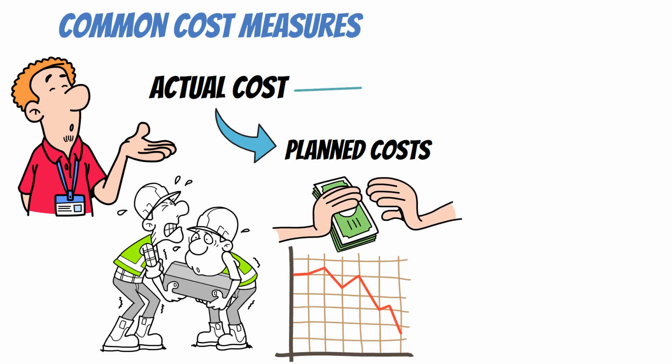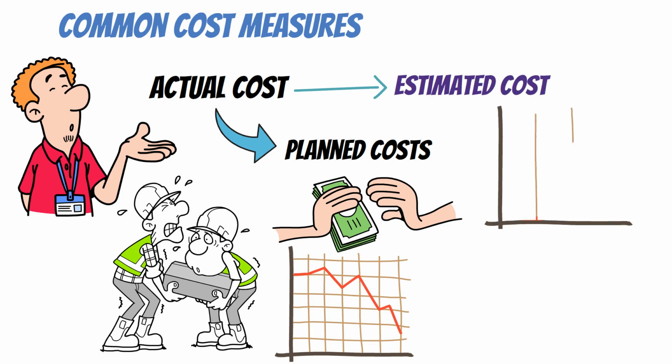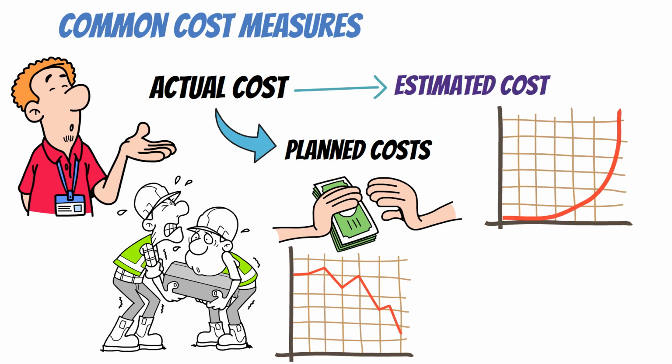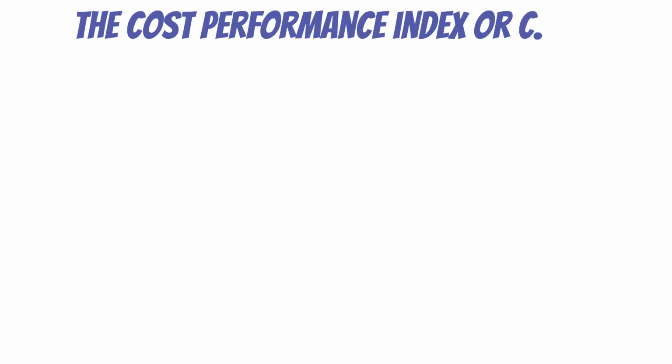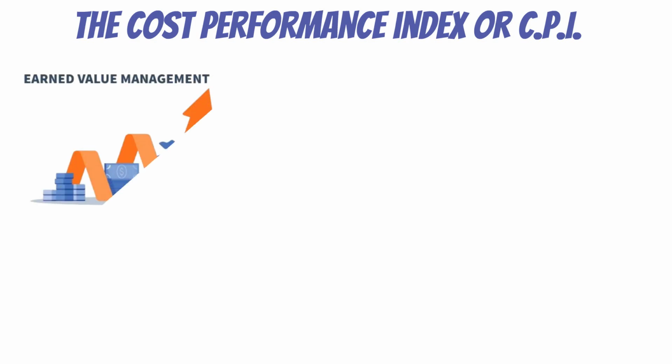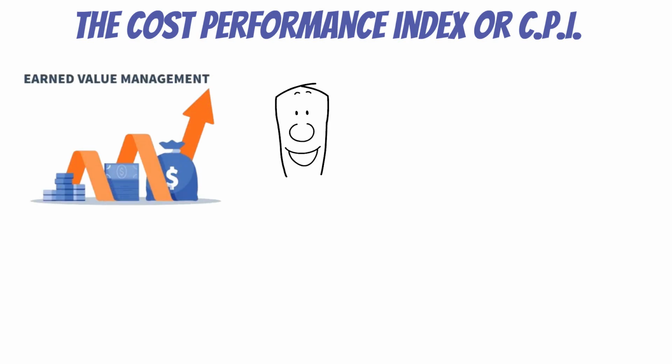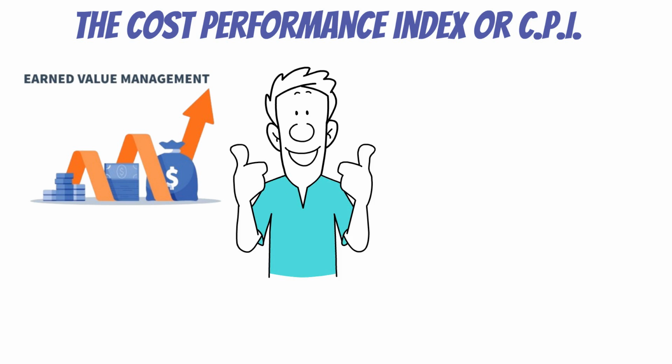If you want to compare the actual cost of a deliverable to the estimated cost, you would use a simple cost variance, or CV. When it is used with earned value management, it's the difference between the earned value and the actual cost. And finally, there is the Cost Performance Index, or CPI. This is an earned value management measure that indicates how efficiently the work is being performed with regard to the budgeted cost of the work.